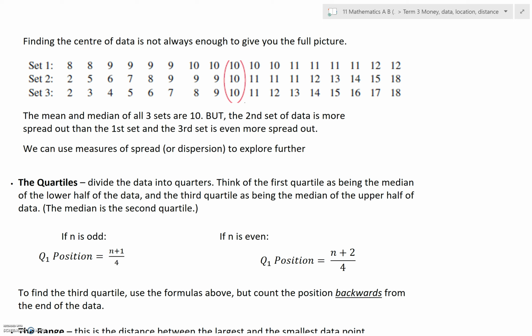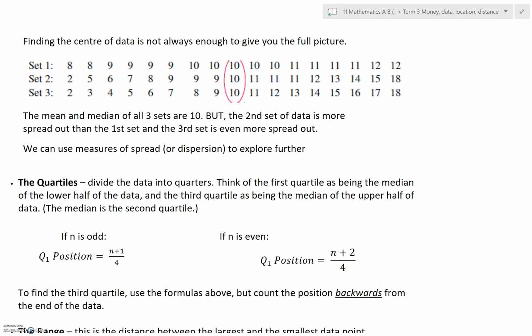The first set is quite closely grouped, so they start as low as 8 and they only go up to 12, whereas the second set starts as low as 2 and goes up to 18, and there's a relatively even spread across it. But the third set is even more spread out than that second set of data. Yet if we went off a measure of central tendency, such as mean or median, then we'd end up with the same score, 10. So sometimes we can use what's called measures of spread or dispersion to explore further.